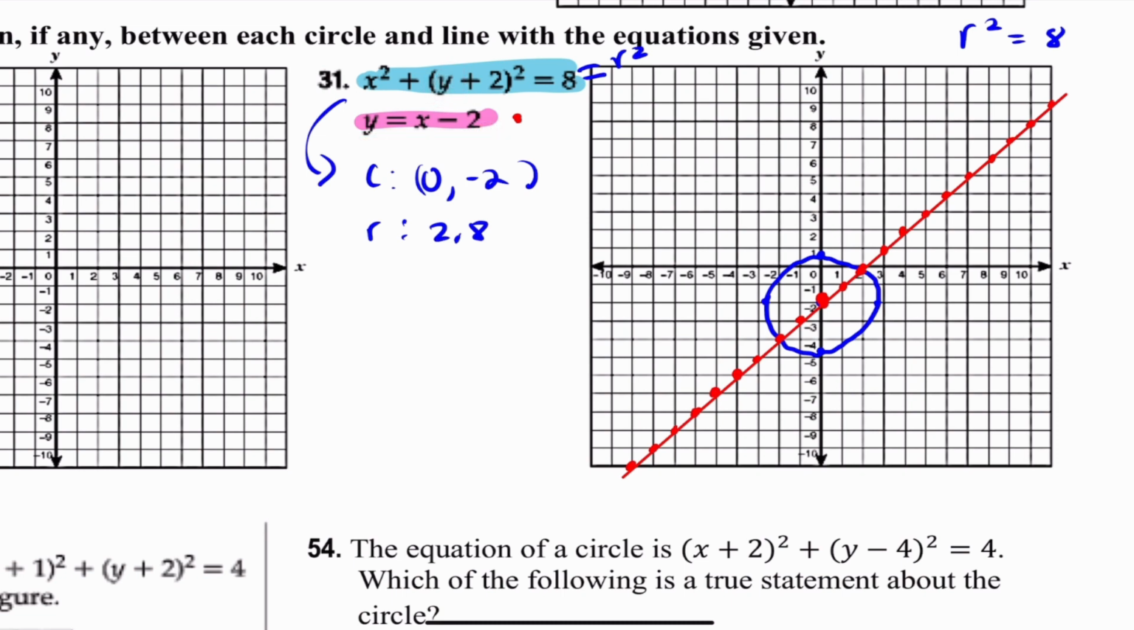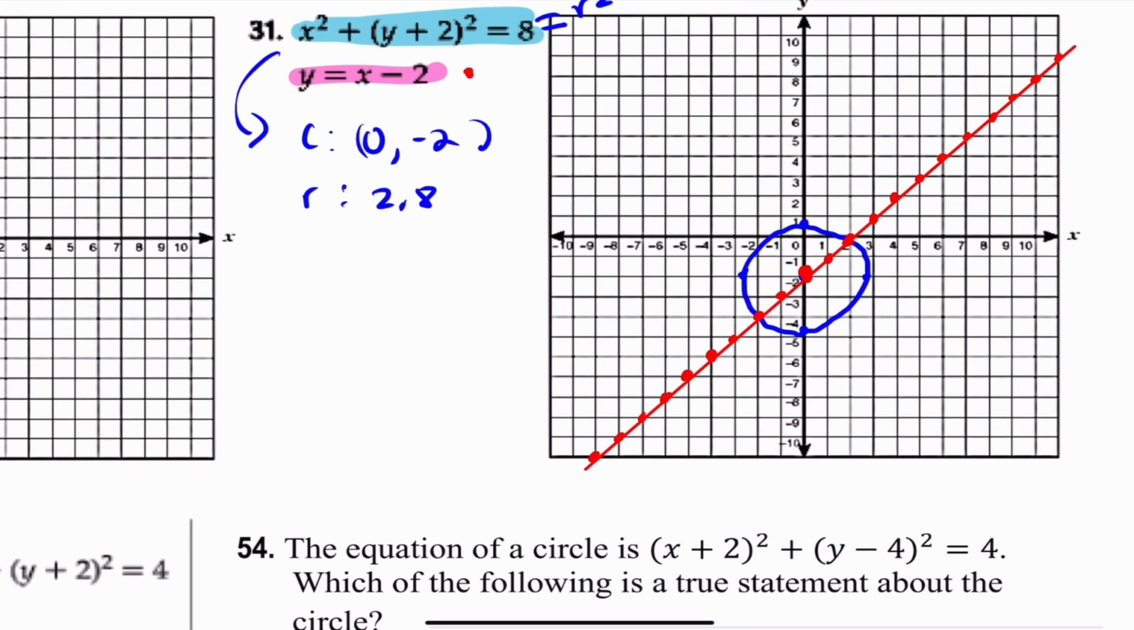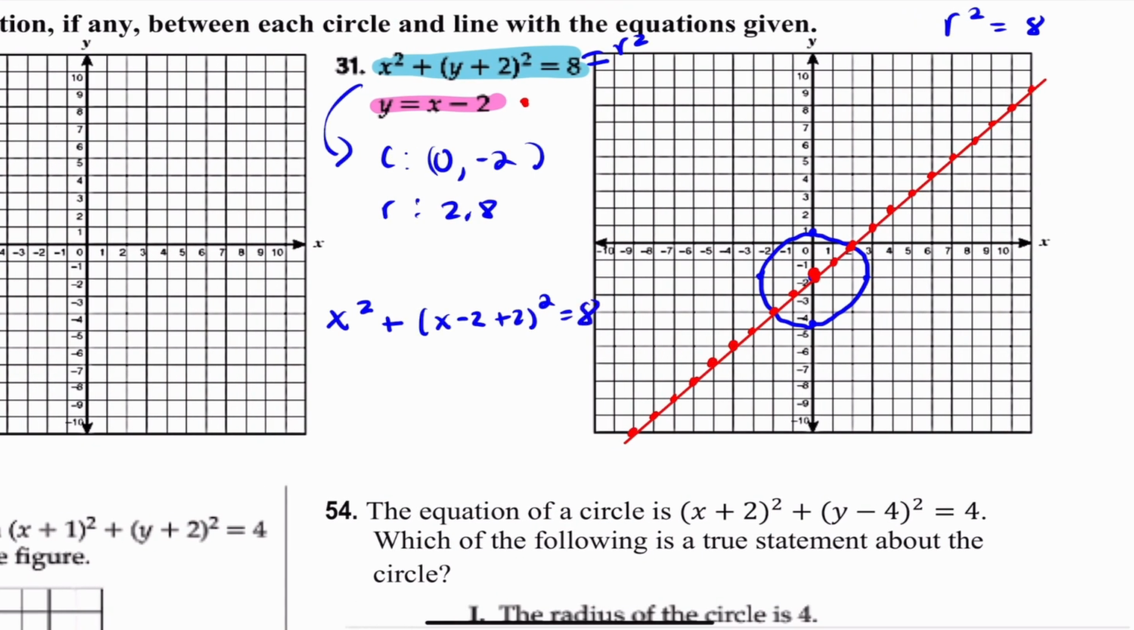So I have x squared plus the quantity x minus 2 plus 2, squared, equals 8. And then, oh, look at that, I have negative 2 plus 2 inside of the parentheses, so I can just chuck that away. So I have x squared plus x squared, which is equal to 8. Note that I have two x squares. So 2x squared equals 8.